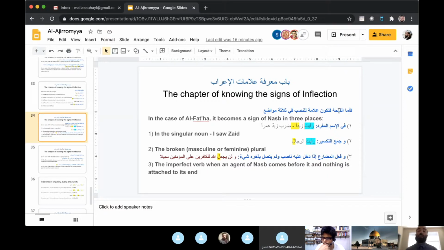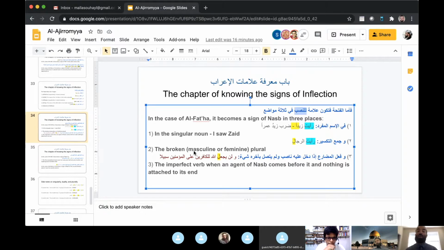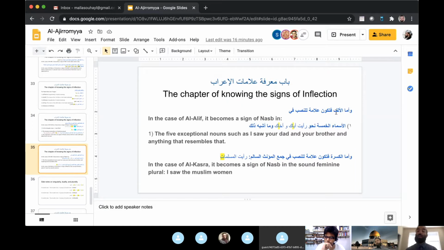We mentioned where a fatha becomes a sign of nasab. We finished that, and also we mentioned where al-alif becomes a sign of nasab. So there are 3 left still. We are left with al-kasra, al-ya, and the omission of noon. We still have not discussed that.